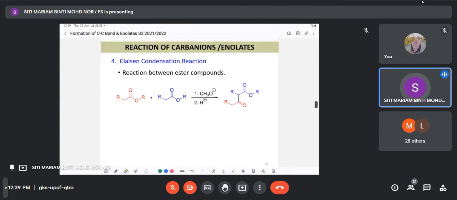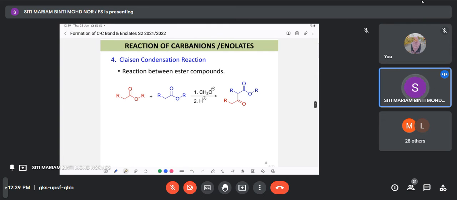Reaction number 4, we call it a Claisen condensation as well. So this one is a condensation, meaning that for a condensation, you must eliminate or remove something from your structure. Normal condensation, everybody knows, the simple compound you can eliminate is water. But because in this Claisen reaction you react ester compounds, and in an ester compound you have an OR group attached to your carbonyl, what you will eliminate from the condensation here is alcohol.